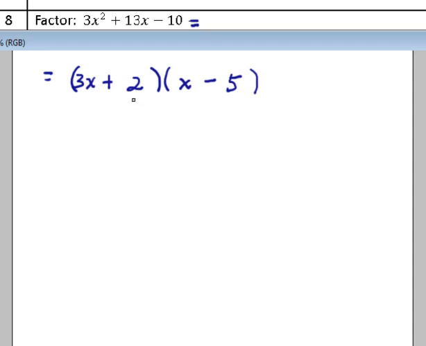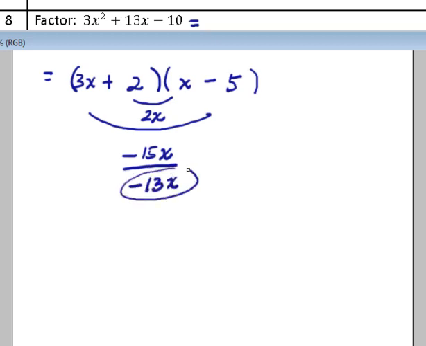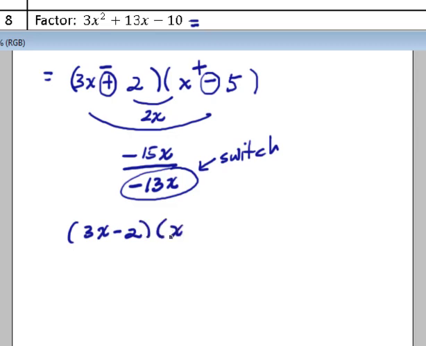And now calculate the outer plus inner. We want to get 13x. So we have 2x, and here we have minus 15x. And the sum is minus 13x. So because of the negative, and here we have a positive, we do have to switch signs, making this minus and this plus. So the correct factorization is 3x minus 2 times x plus 5.